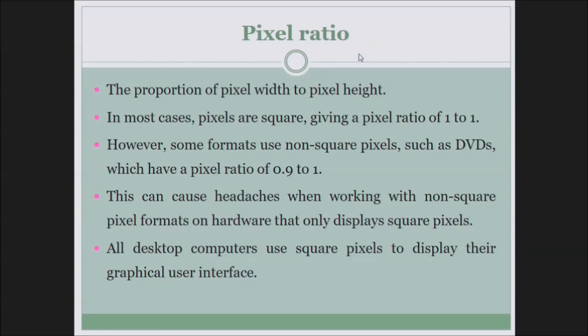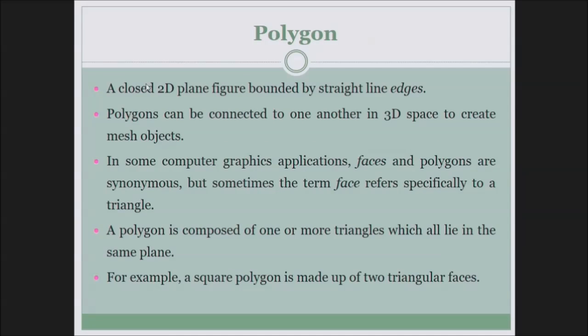The pixel ratio, the proportion of pixel width to pixel height. In most cases pixels are square, giving a pixel ratio of 1:1. However, some formats use non-square pixels, such as DVDs, which have a pixel ratio of 0.9 to 1. This can cause headaches when working with non-square pixel formats or hardware that only displays square pixels. All desktop computers use square pixels to display their graphical user interface. Polygon. This is a closed 2D plane figure bounded by straight lines or edges, like this.